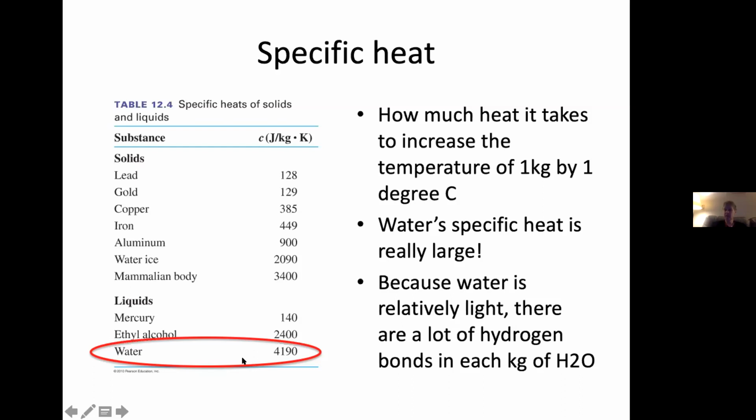And one of the implications of this is that water moderates temperature changes on Earth, because if there's a lot of energy dumped in, that energy goes to raising the temperature of water, but not by so much. So water is a temperature moderator. It keeps the temperatures from being very variable.